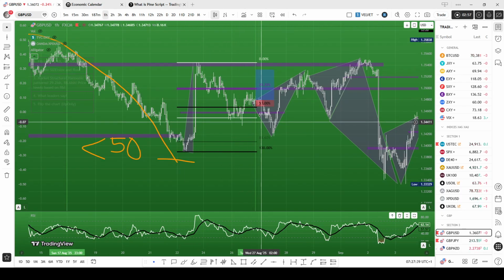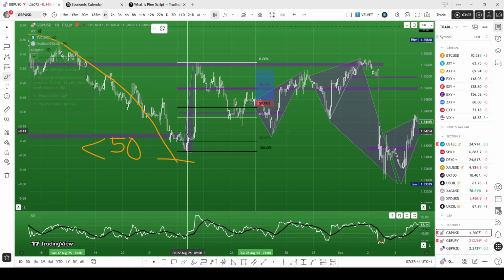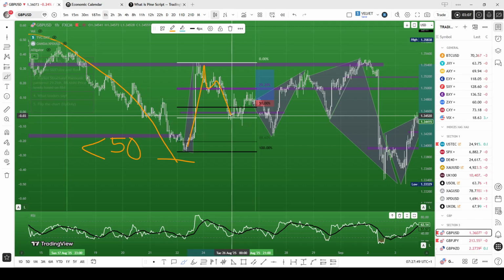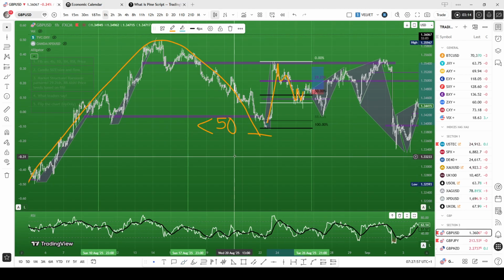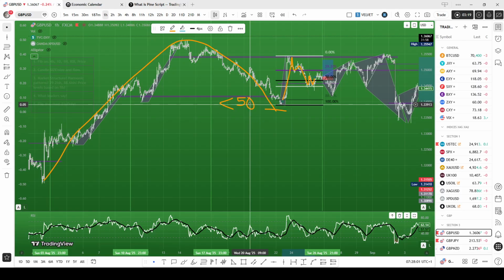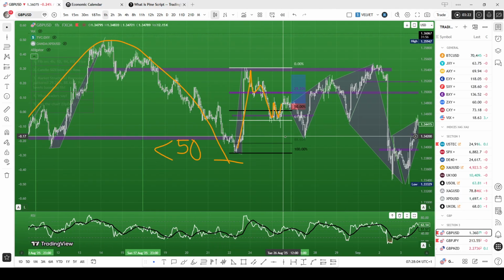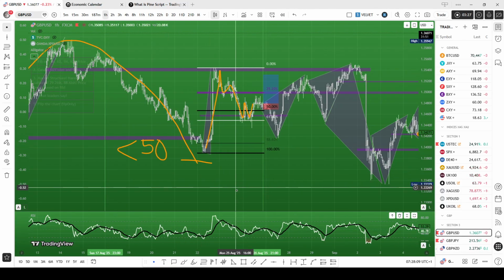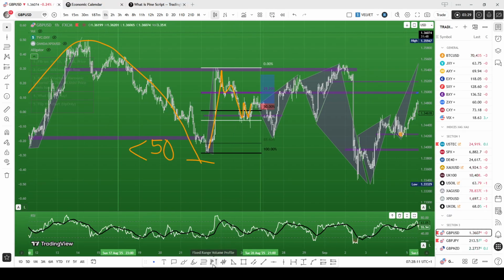So it failed mainly because of this distortion, and because it was a part of a bigger fib which was not that perfect. So the conclusion is simple. Let's look perhaps at volume profile. Maybe it's going to help somehow.